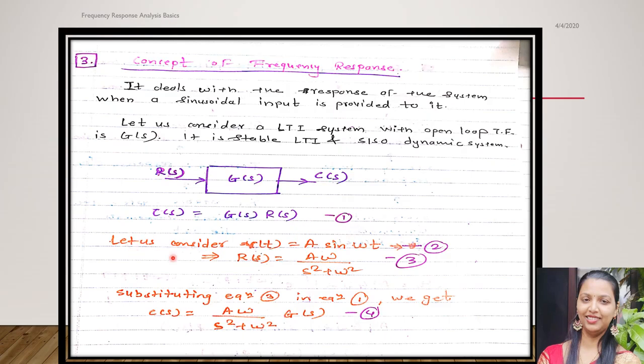Let the input be r(t) = A sin(omega t). Mark this as equation 2. Then we have R(s) = A omega / (s^2 + omega^2). Mark this as equation number 3. Then substituting equation 3 in equation 1, we get C(s) = A omega / (s^2 + omega^2) times G(s). Mark this as equation 4.